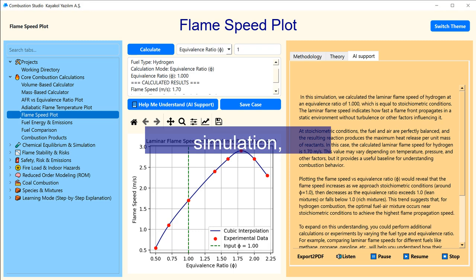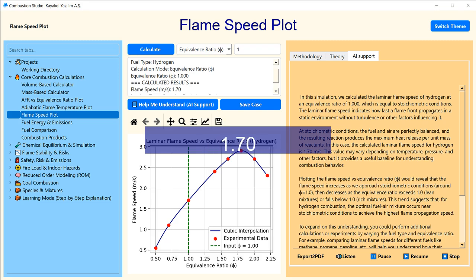In this simulation, we calculated the laminar flame speed of hydrogen at an equivalence ratio of 1.000, which is equal to stoichiometric conditions. The laminar flame speed indicates how fast a flame front propagates in a static environment, without turbulence or other factors influencing it. In this case, the calculated laminar flame speed for hydrogen is 1.70 meters per second.